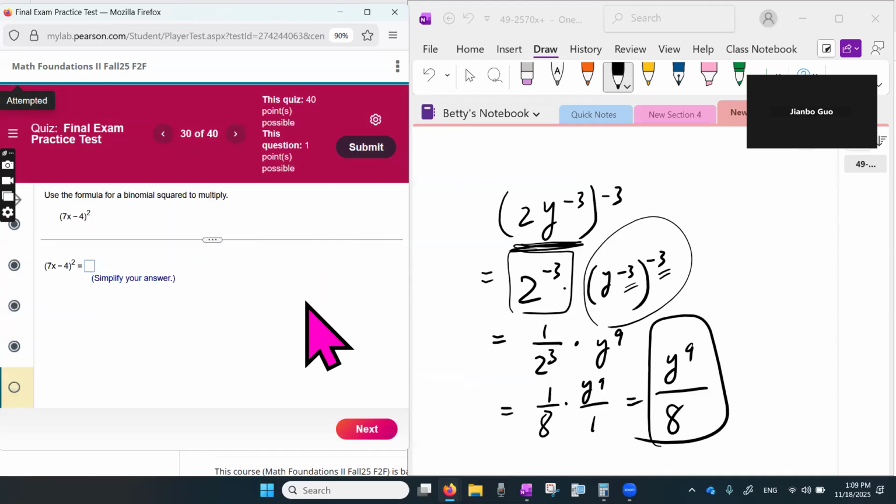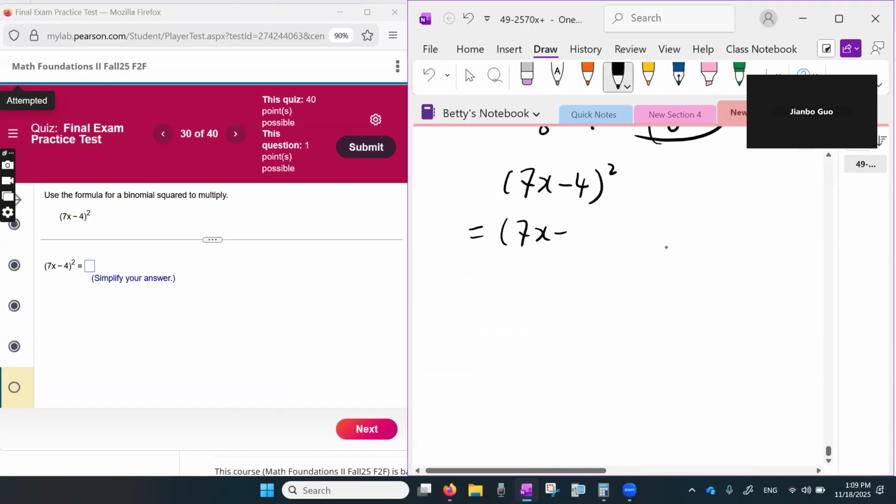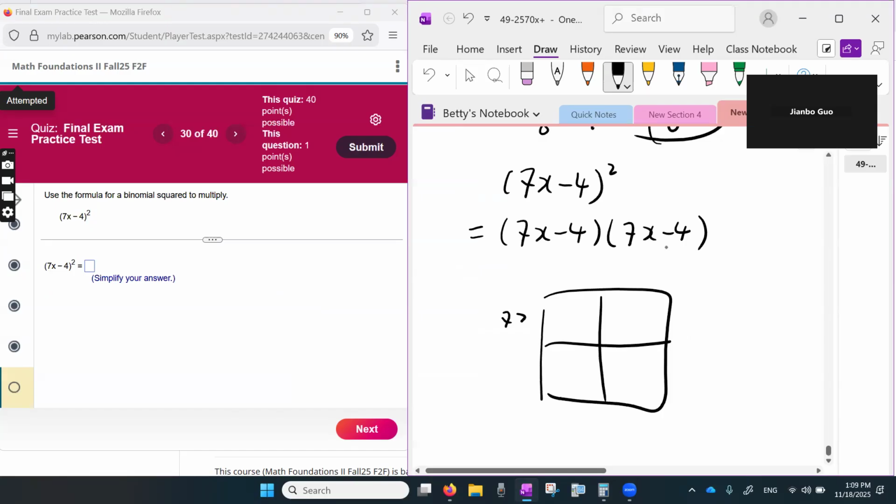And then use the formula for a binomial squared to multiply. This is a special multiplication, special product. 7x minus 4 to the power 2. It is 7x minus 4 times 7x minus 4. Build a 2 by 2 box. 7x minus 4, 7x minus 4.